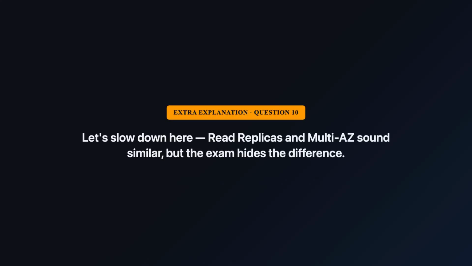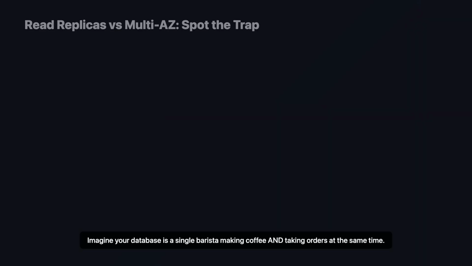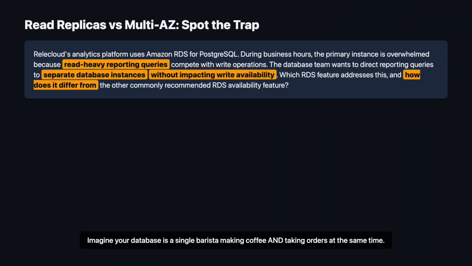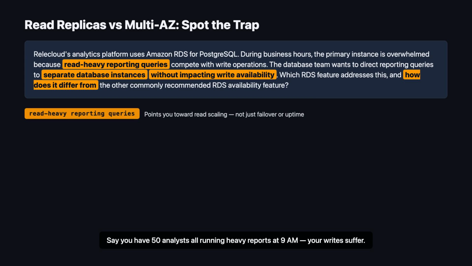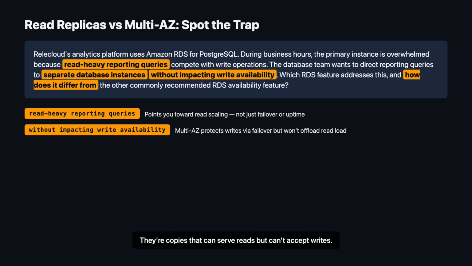Let's slow down here. Read replicas and Multi-AZ sound similar, but the exam hides the difference. Imagine your database is a single barista making coffee and taking orders at the same time. At peak hours, everything slows down. Say you have 50 analysts all running heavy reports at 9 a.m. Your writes suffer. Read replicas are like hiring extra baristas just for taking orders. They're copies that can serve reads but can't accept writes.